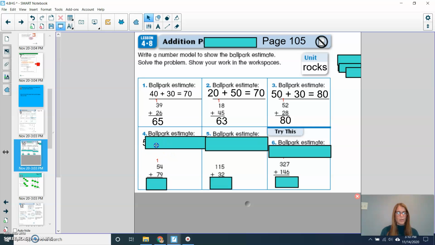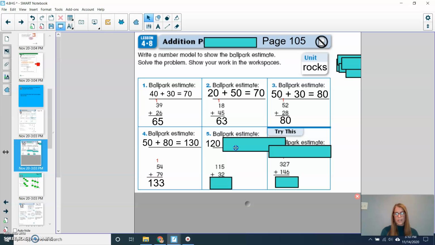For question 4, 54 is going to round to 50, 79 would round to 80, 50 plus 80 equals 130. Then I'll solve. I know that 9 plus 4 is 13. I carried my 1, put my 3 below. 5 plus 7 plus 1 would get me to 13. So my answer would be 133.